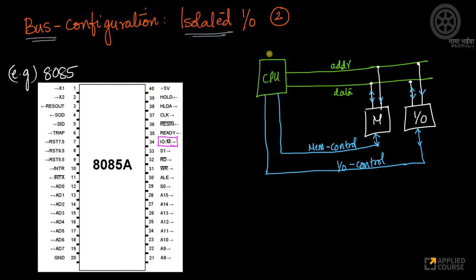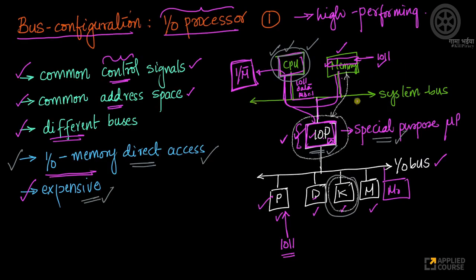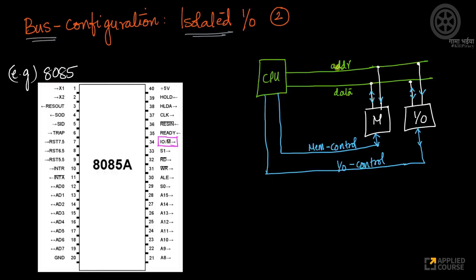In my isolated IO, I have my address. My address line is common. Here, instead of drawing my system bus as just one line, I've broken it up into three parts: the address lines, the data lines, and the control lines. In isolated IO, the address lines are connected both to memory and IO devices. Here I've drawn only one IO device, but I could have multiple IO devices here. This is IO device 1, this is IO device 2, and so on and so forth.